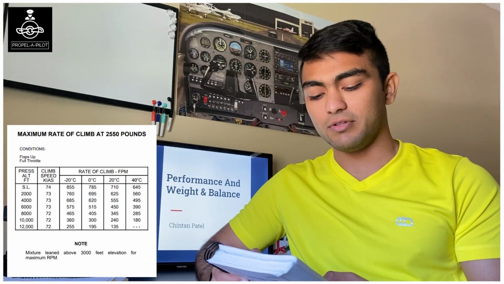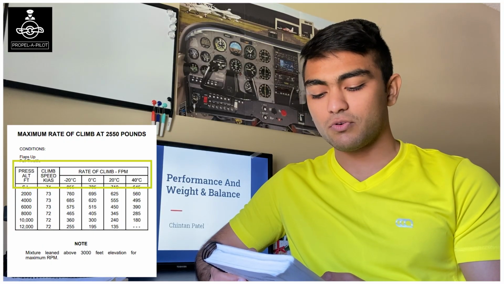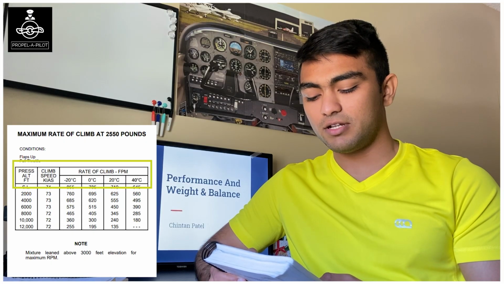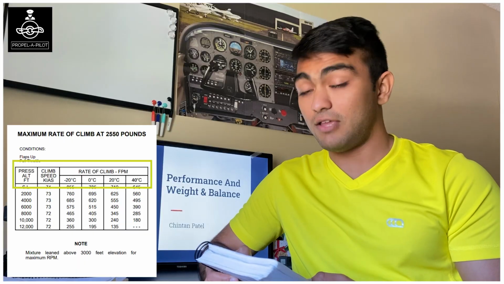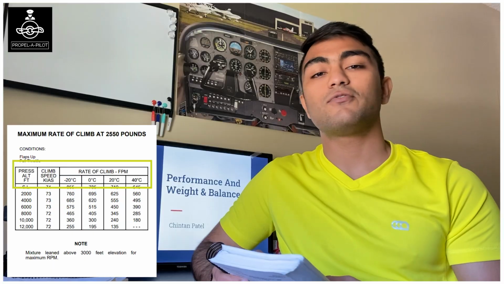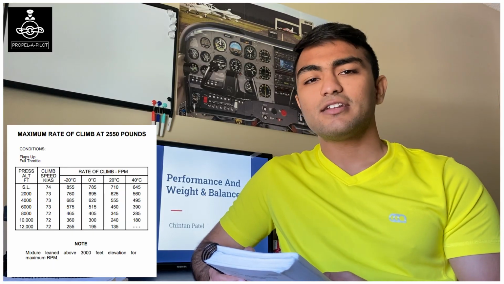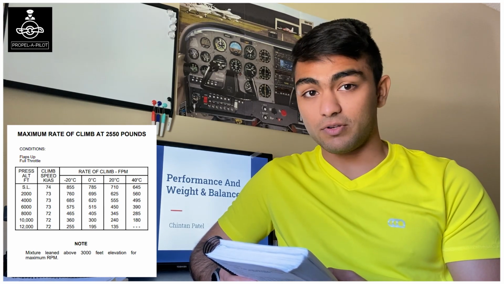In this particular table, you see the left column is pressure altitude in feet, and then you see the top row: pressure altitude, climb speed, rate of climb in feet per minute for different temperatures, -20, 0, 20 and 40 degrees. If you have temperatures in between, you already know how to interpolate, so you have to find out those values by interpolating. How to use this chart is pretty simple. Most of the figures are straightforward.